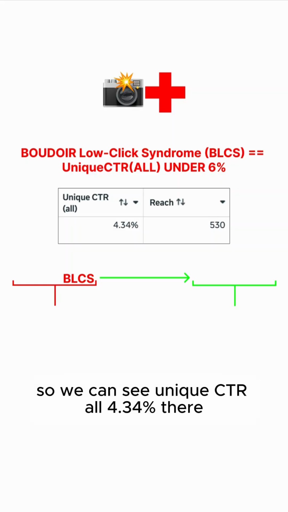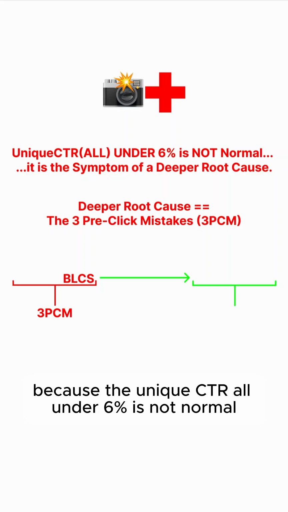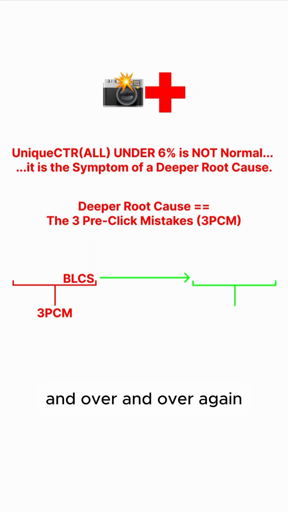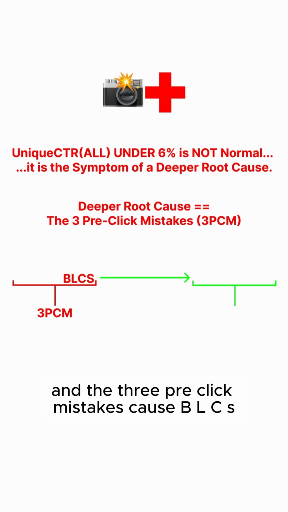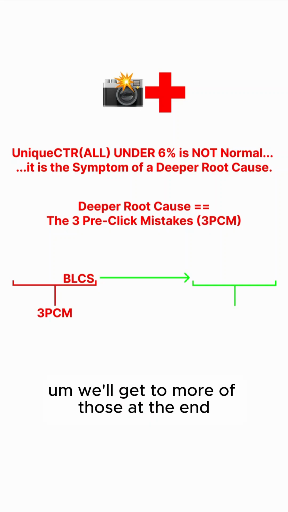So we can see unique CTR 4.34% there. We need to focus on this first because a unique CTR under 6% is not normal. It's extremely common, and it's what I keep seeing over and over again. Every single Boudoir Facebook ad I've seen and tested has BLCS, unique CTR under 6%. And it's a problem because it's actually the symptom of a deeper root cause. That deeper root cause is the 3 pre-click mistakes. The 3 pre-click mistakes cause BLCS, and we'll get to more of those at the end.